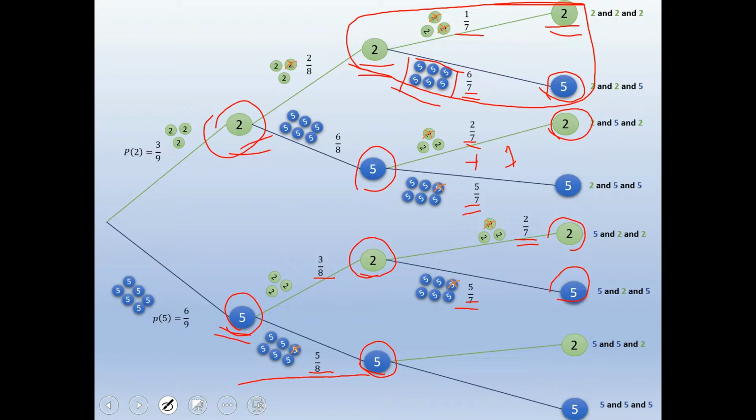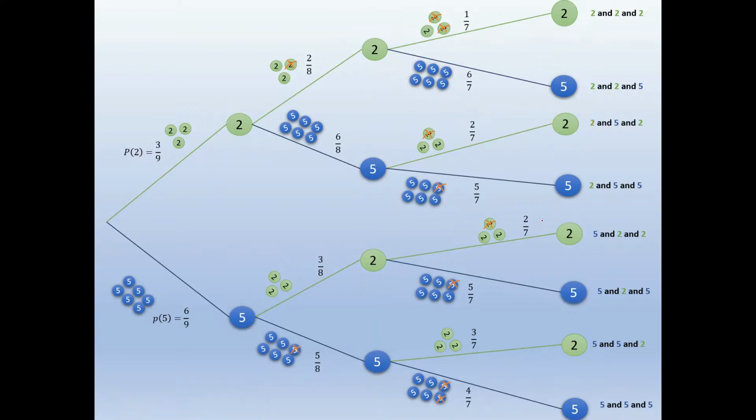Here in this branch, we have counter labeled 5 out in the first trial and counter labeled 5 out in the second trial and 2 in the third one. So the total counters is 7 and the probability for this branch is 3 out of 7. Finally, this branch, the probability will be 4 out of 7. And now we can answer the question.